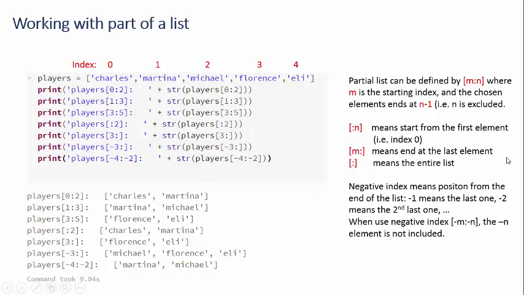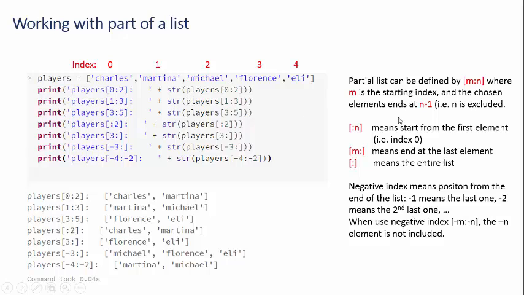So we know a list is a collection of different elements. In this particular example, I have players, which is 5 different names. We also know a list starts its index from 0. So the index for this particular list will be 0, 1, 2, 3, 4. And the list elements can be determined by using their indices. So it is very convenient for us to find a partial list by using indices.